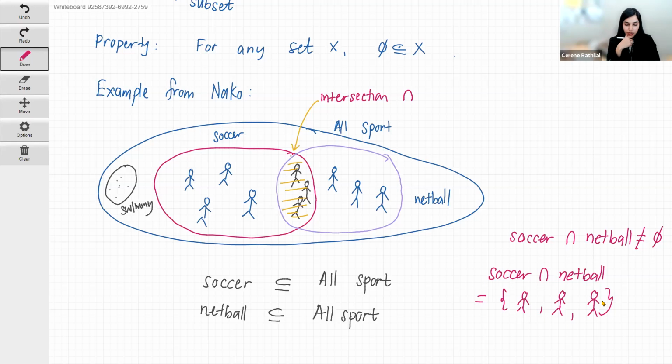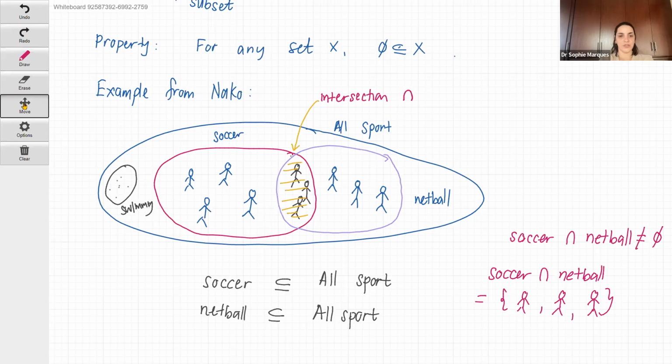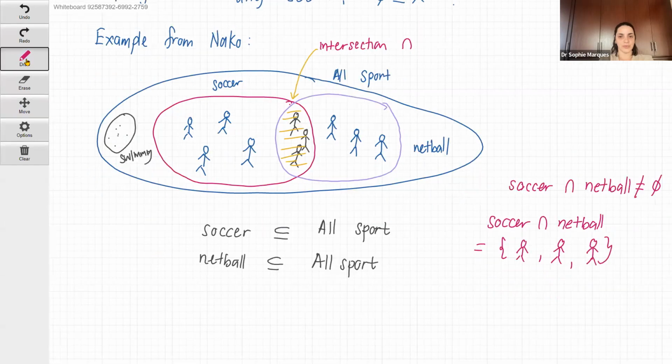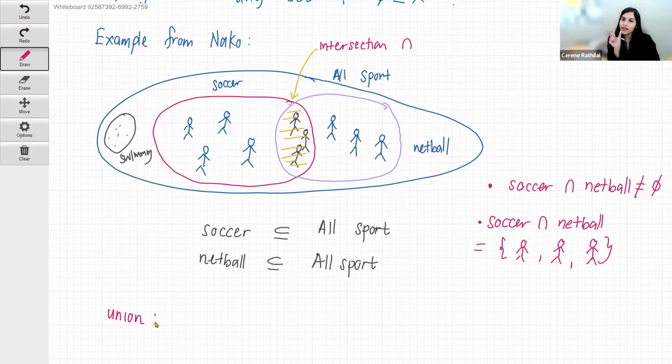Are there other properties that we should talk about? How about the union? Is that essentially combining 2 sets? Yeah, you take the union of soccer and netball, and you will have the entire set of the students who either play soccer or netball or both. You're considering all that. How do I write the union? You switch your intersection upside down. Okay, so then this is going to be like that.